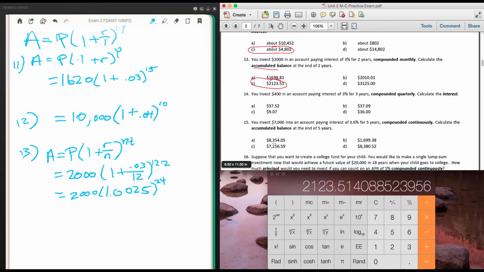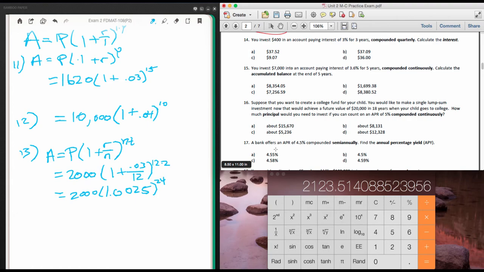All right, let's move on to question 14. You invest $4,000 in an account paying 3% for 3 years compounded quarterly. Calculate the interest. Now, I could do what I did previously and then subtract the principal when I'm done, but let's just go ahead and keep it this way. It just makes a little bit more sense, and I'm not going to confuse it with another strategy.